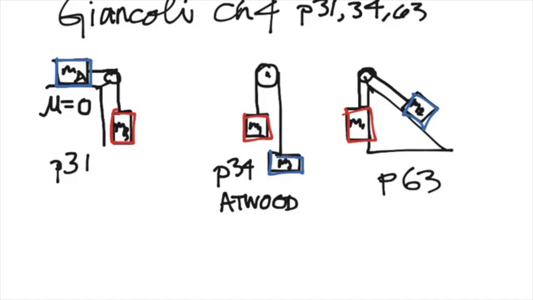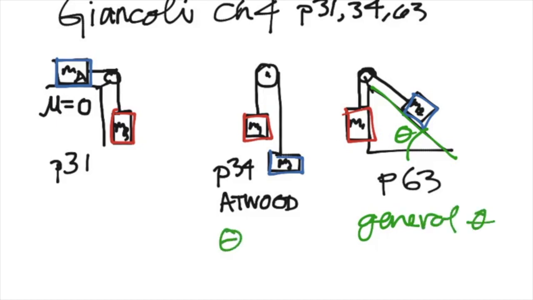In other words, if I consider this angle theta to be the angle between the horizontal and the ramp that the second mass is on, then this is general theta. This could be any angle. This one is theta equals 90 degrees. In other words, the ramp is a vertical wall. And this one, theta, is 0 degrees. It is a perfectly horizontal surface.